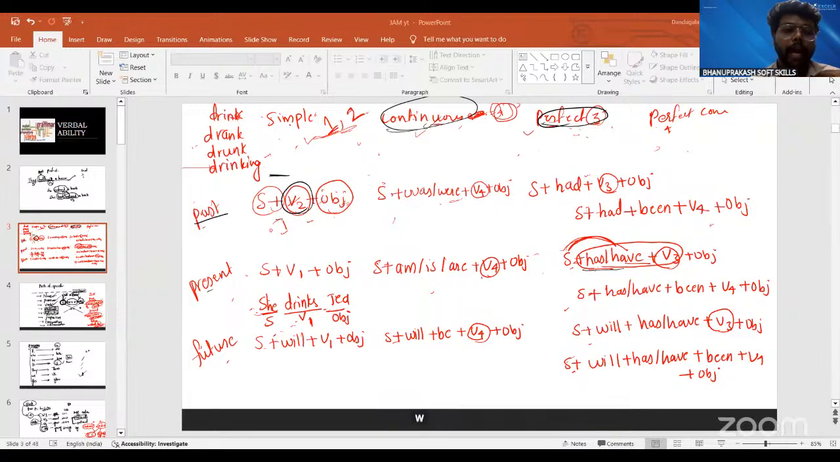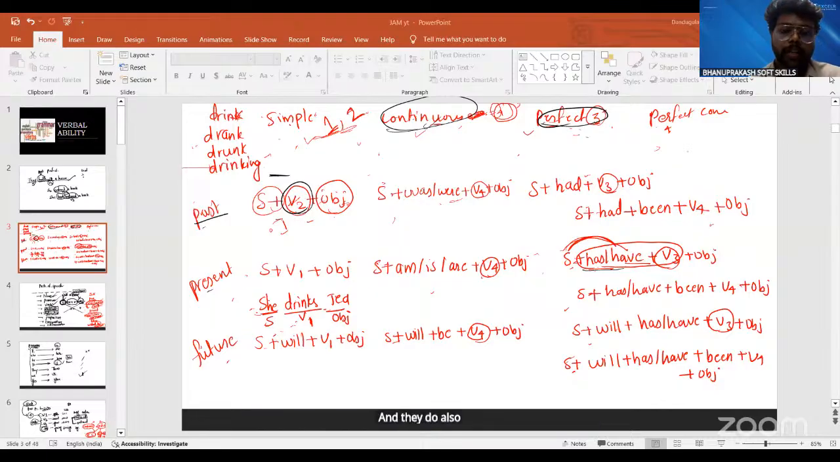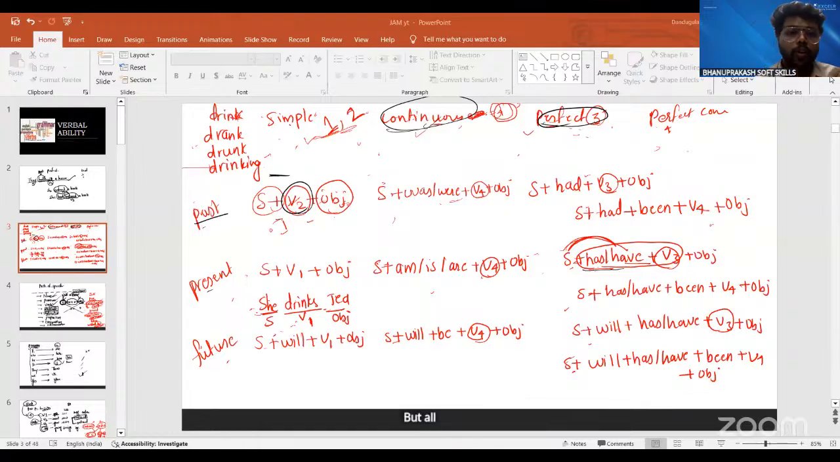Few people have a lot of knowledge here, as I can see clearly what they are trying to convey. They also have good and logical points, and it's like a slap that you are giving with your answers. That's a great thing that you are following in the debate. But all you need to do here is practice speaking every day, so that you never face this problem.